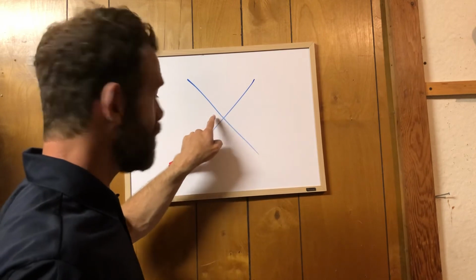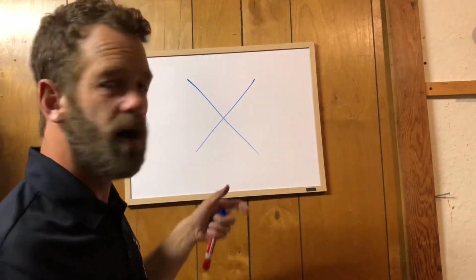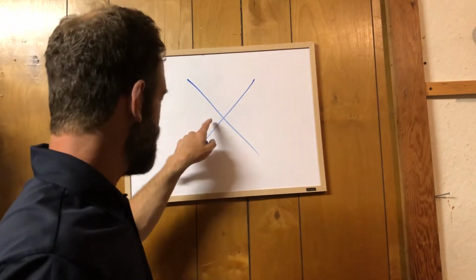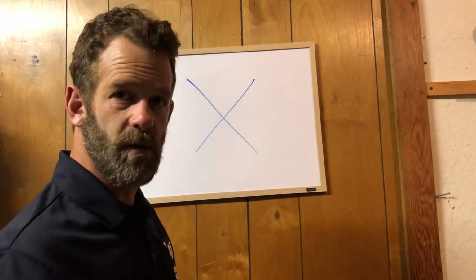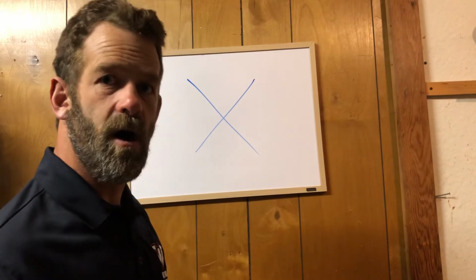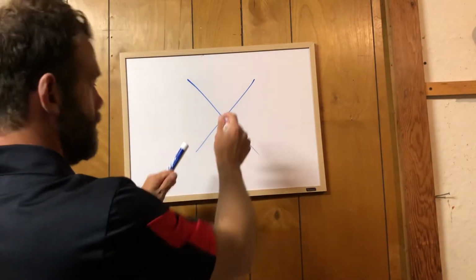These two angles are called adjacent, meaning they're next to each other. The word adjacent just means next to. It doesn't mean they're always congruent. But vertical angles are always congruent.